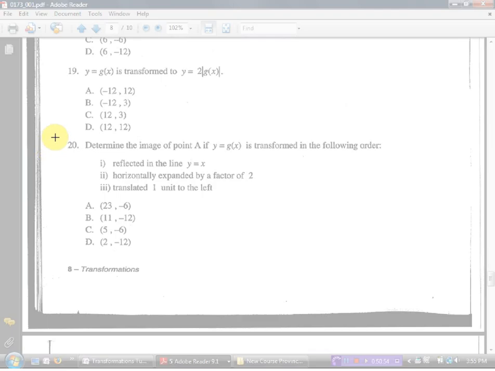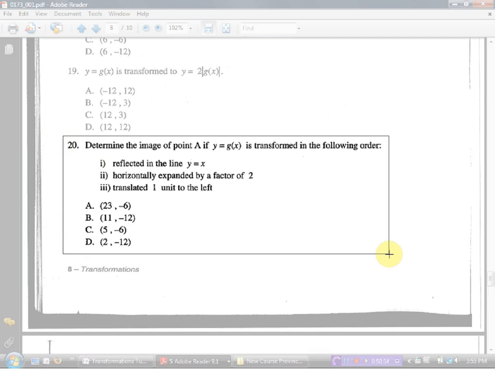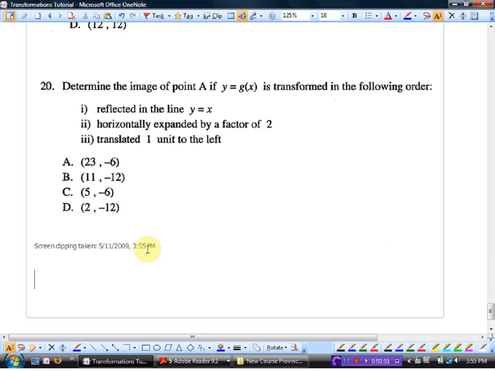Hey, no laughing. We're learning. I find math hysterical, Mr. Duick. Oh, okay, fine.